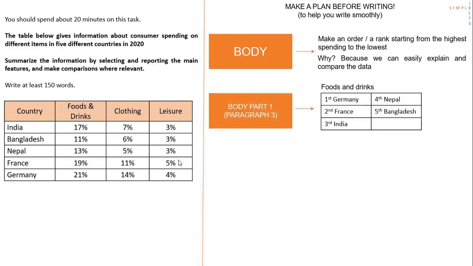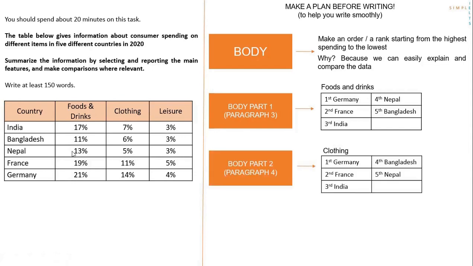For example, in body part 1, which is in paragraph 3, we can talk about foods and drinks. So in foods and drinks, Germany is number 1, followed by France. Number 3 is India, 4th Nepal, and the 5th is Bangladesh. And in body part 2, we can talk about clothing.